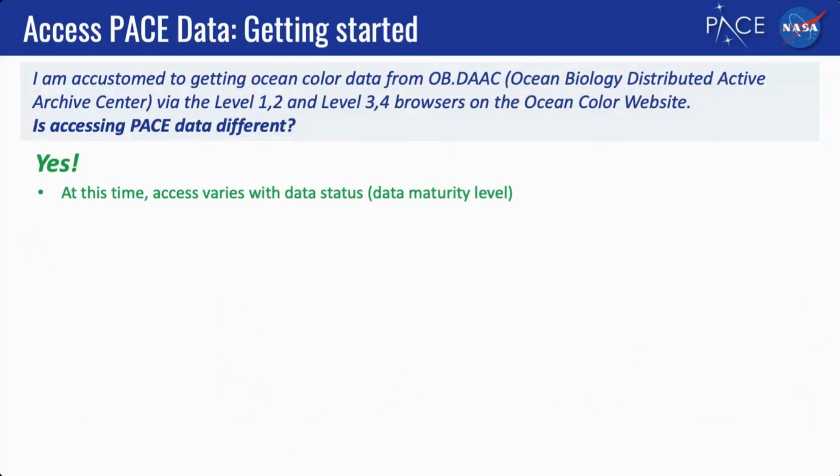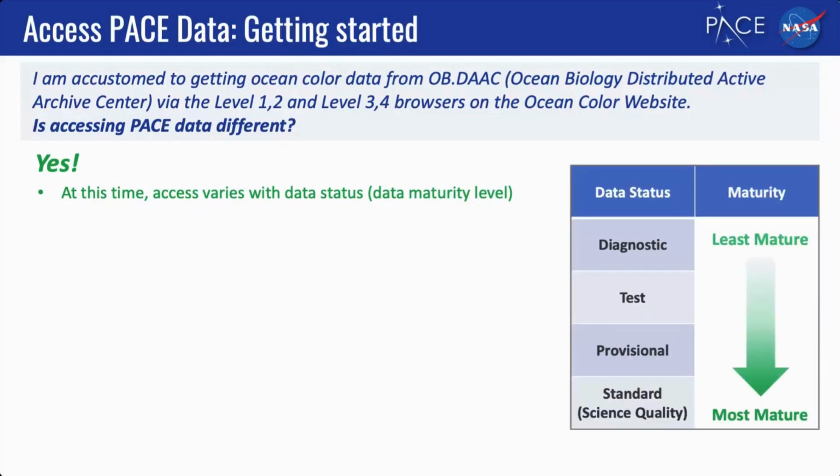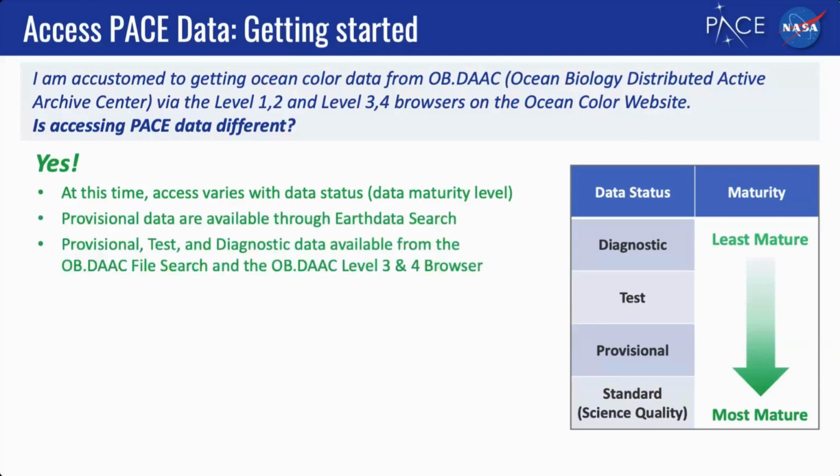At this time, data access does vary with data status, that is, data maturity level. I have this table here to give you an overview of the 4 levels of data status that you're going to see in this presentation, and you'll also see these words as you read through our website, going from diagnostic being the least mature data status to standard being the most mature. And what is available today? Provisional data are available through Earthdata Search. Provisional, test, and diagnostic data are available from the OBDAC file search and the OBDAC level 3 and 4 browsers, both of which we'll go over in this talk so you'll know where to find them.